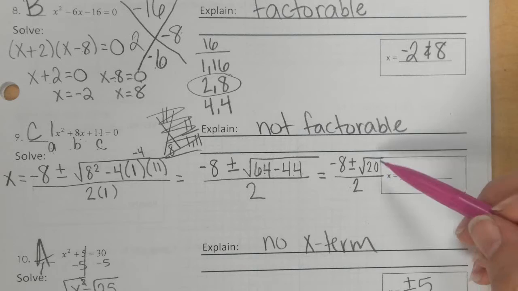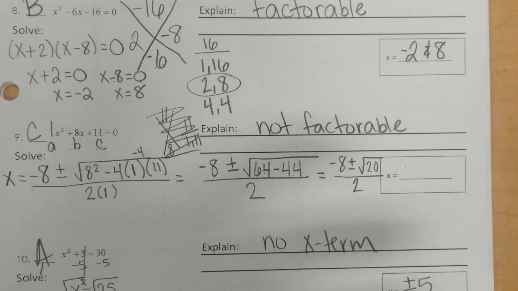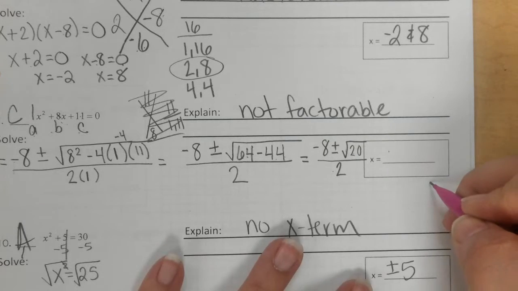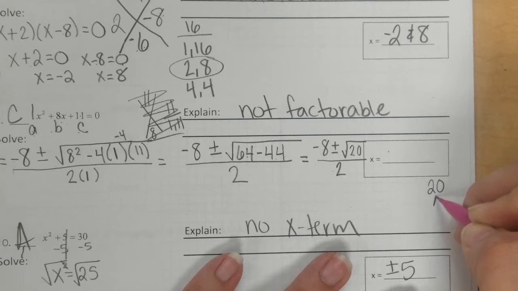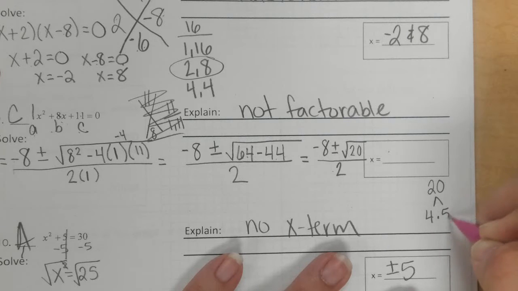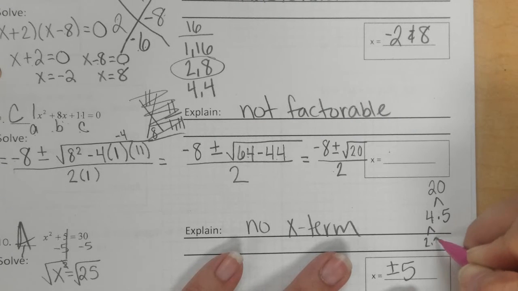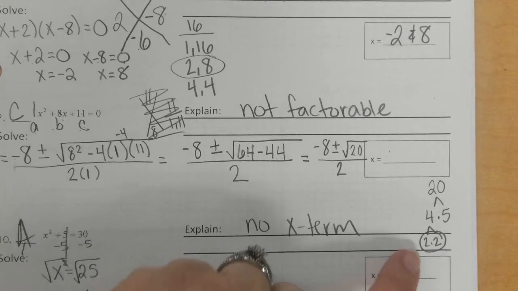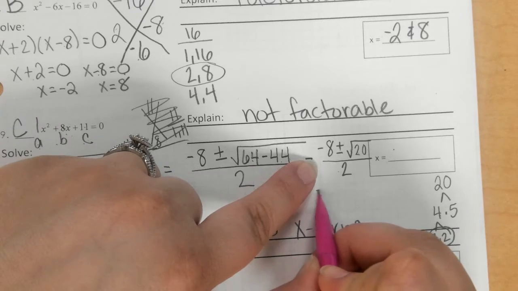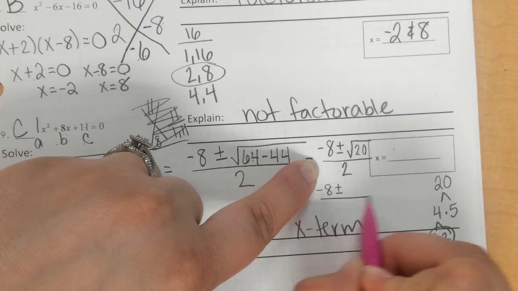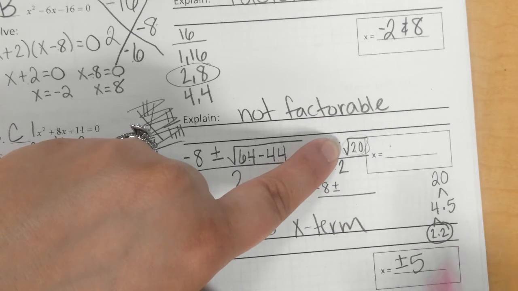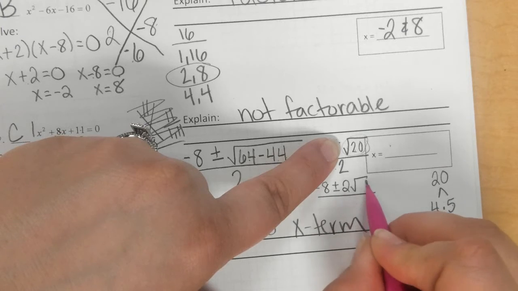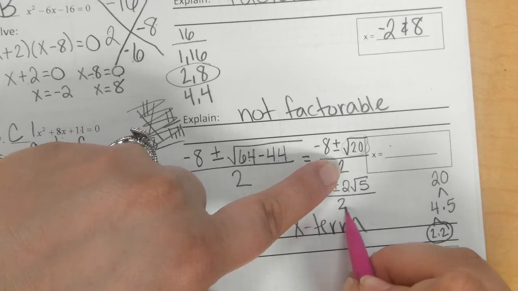Just like before, when you look at your 20, you should be able to know that that breaks down. You can simplify that. So if you want to go ahead and simplify that and do it correctly, I will give you more points for that. So 20 could break down to 4 and 5. 4 would be 2 and 2. So we would have negative 8 plus or minus. This becomes 2 radical 5 all over 2.